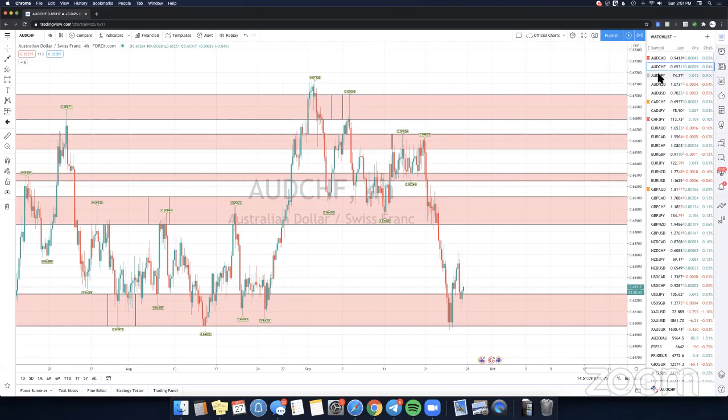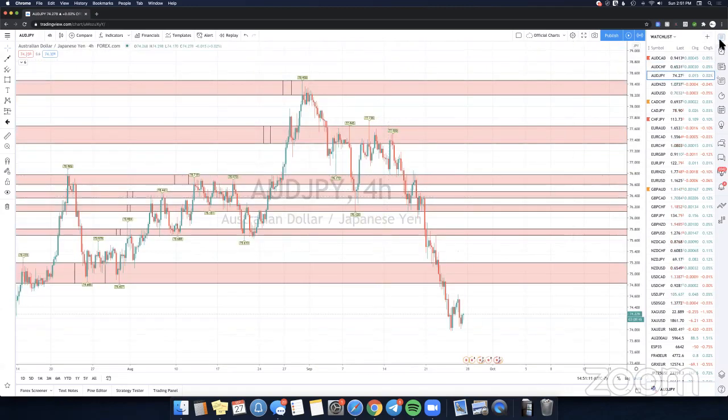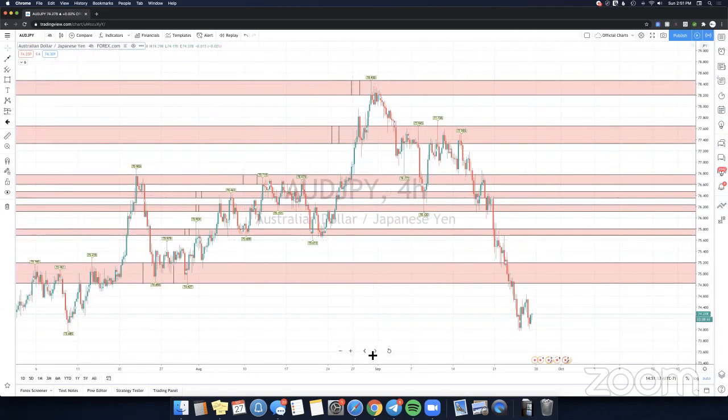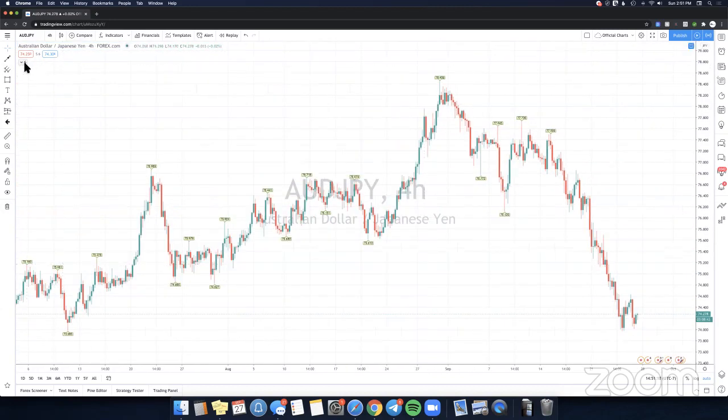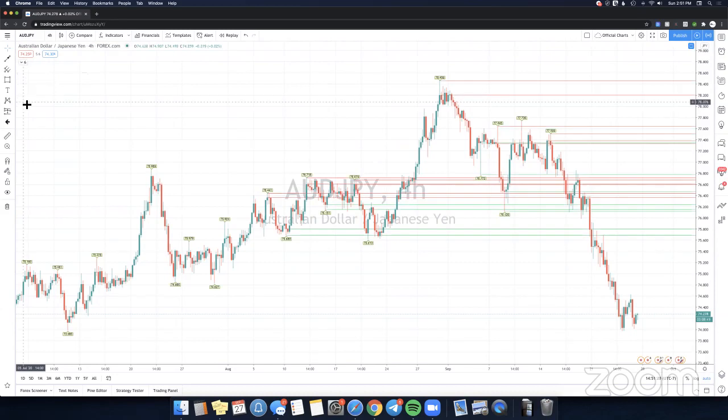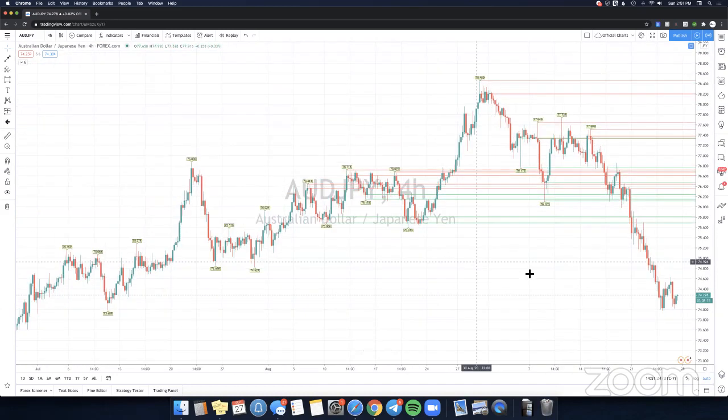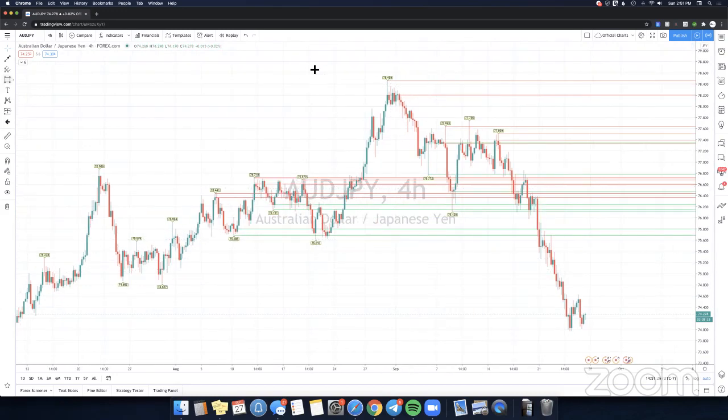Okay, so AUD/CHF is done. We'll go to AUD/JPY. All right, cool. For this one right here, same situation. We're going to delete everything, start from scratch, turn on the K2SR indicator. And there we go. So let me draw these zones right here. I'll go from top to bottom.